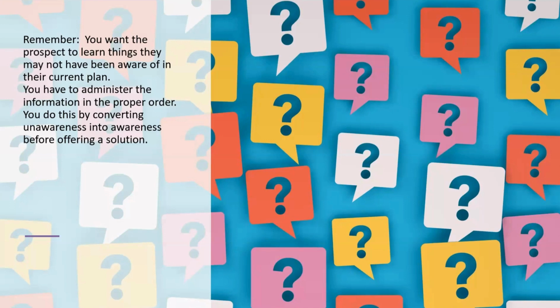I said prospect because that person has already agreed to talk to me on a favorable basis. So they're not a suspect anymore, they're a prospect. And now it's my job to convert that prospect into a client. So remember, if you want the prospect to learn things they may not have been aware of in their current plan, you have to administer the information in the proper order.